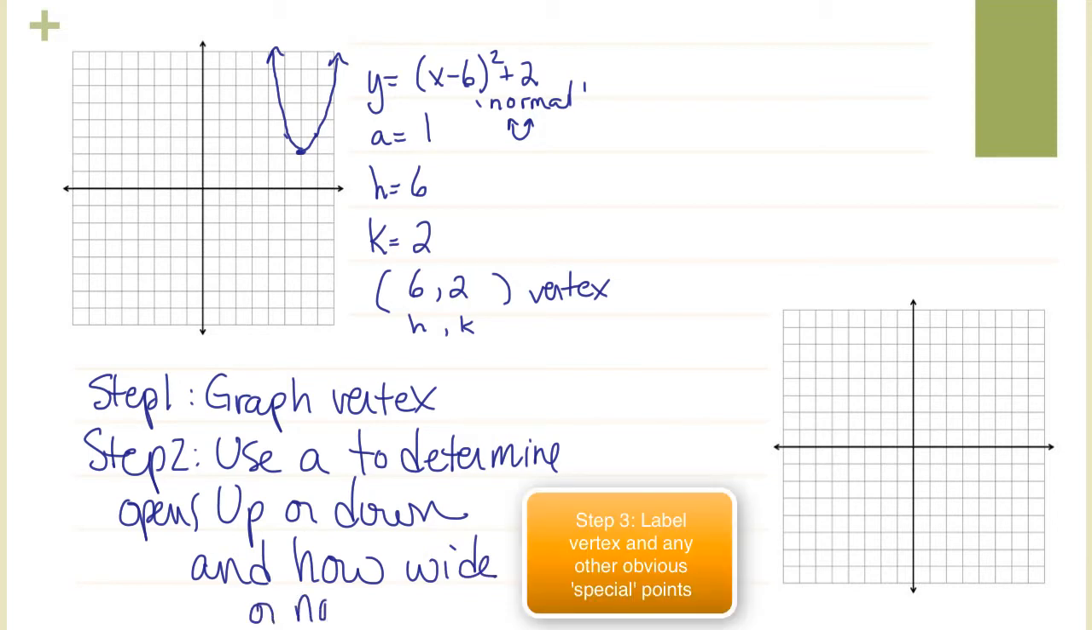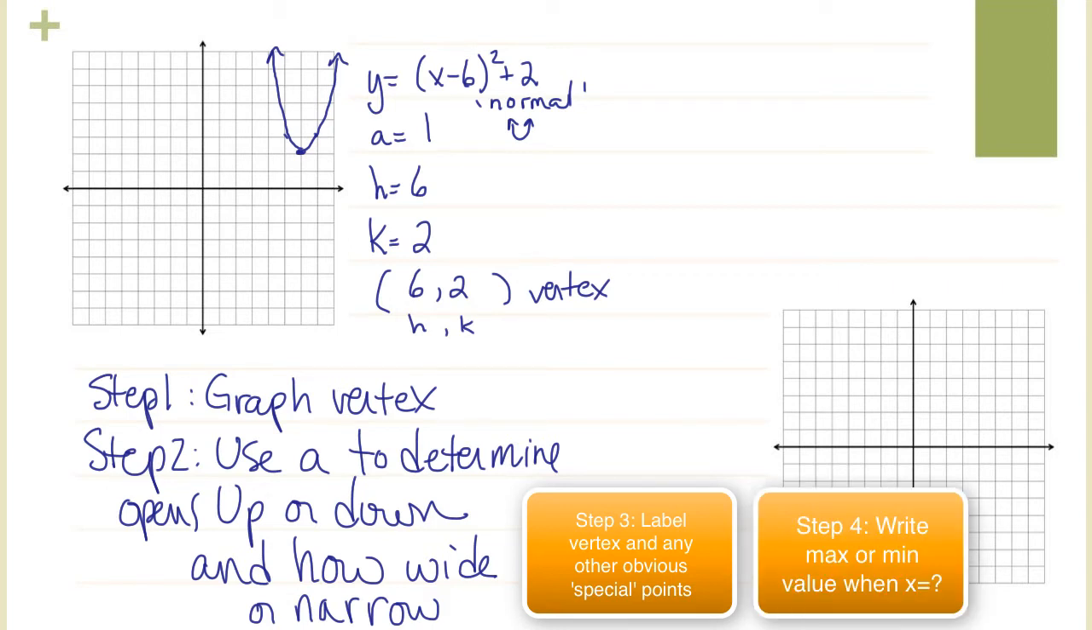In this case, it wasn't wide or narrow. It was kind of normal width. Okay? Super easy stuff. If you have questions at this point, write them down. If they don't get answered when I graph the next few, then that's what you need to ask in class.